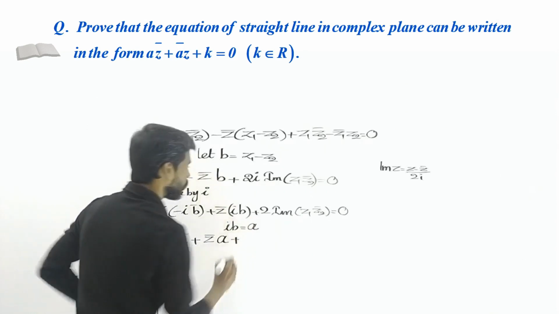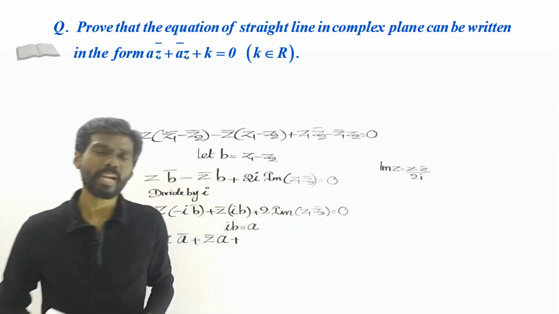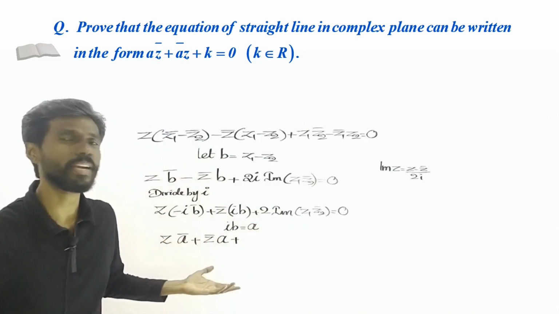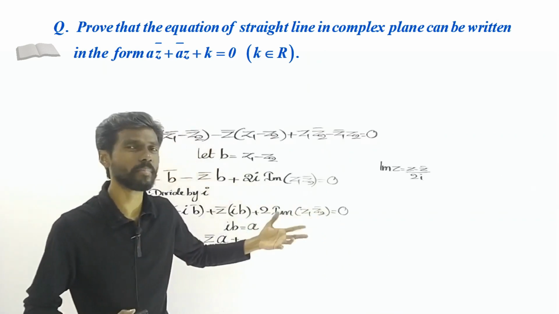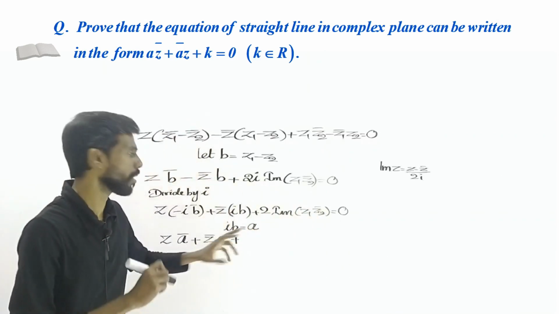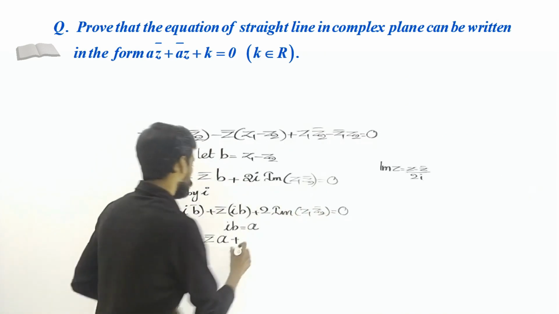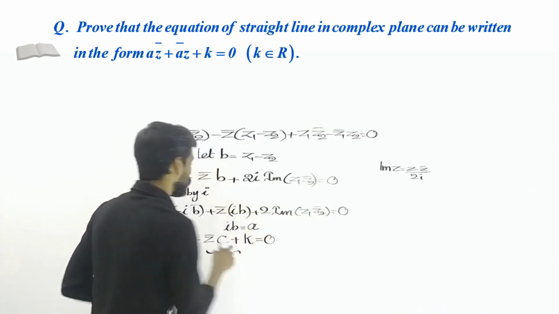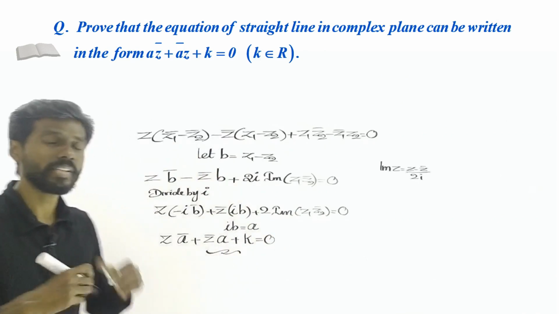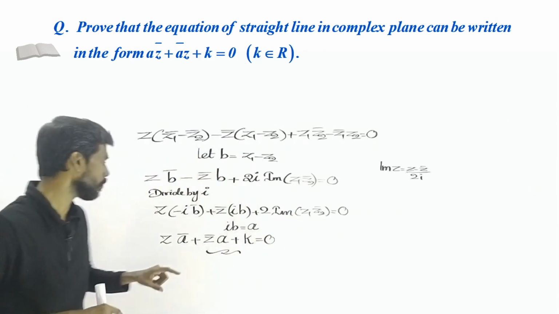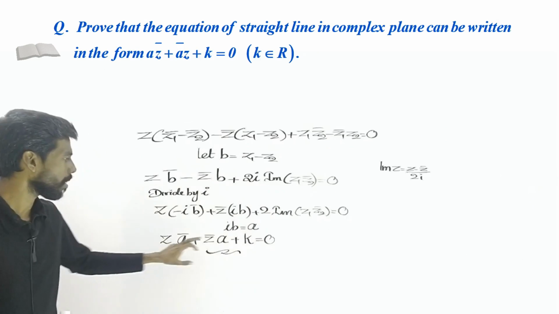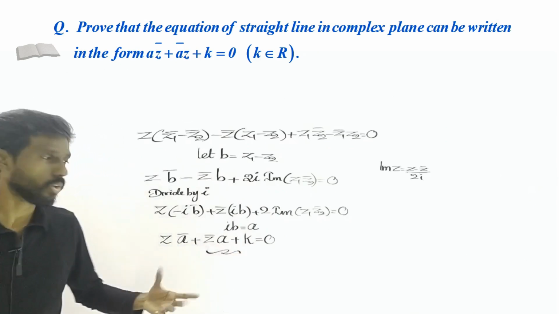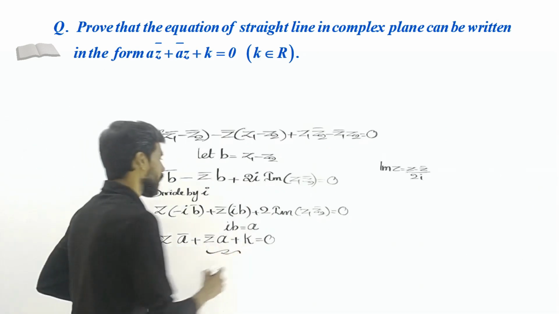Plus 2 times the imaginary part. Imaginary part or real part, it is always a real number, right? The imaginary part of something is a real number. So we can consider 2 times some real number as some k. So k equals 0. So this is the form given in the question. See, the equation of a straight line can be written in the form a bar z plus a z bar plus k equal to 0 for a real value of k. So k is a real number.